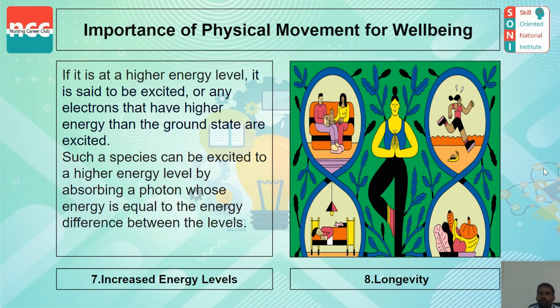Such a species can be excited to a higher energy level by absorbing a photon whose energy is equal to the energy difference between the levels. If we talk about photon energy, it is related to the transfer of energy from one molecule to another molecule, and the elements of the photon which are related to the energy levels. So the energy level can be from bottom to up, and there should be a time frame of energy.